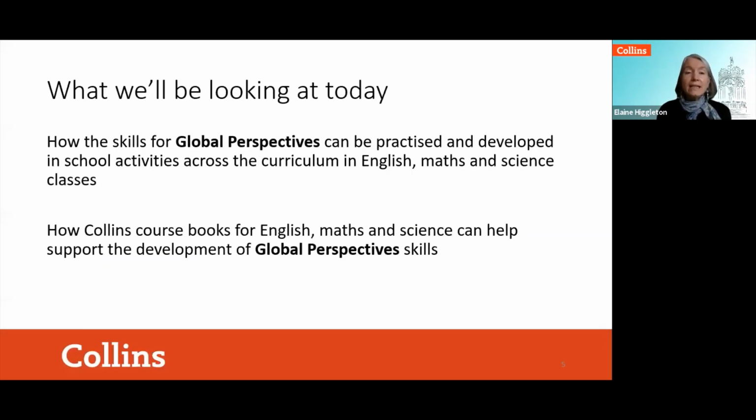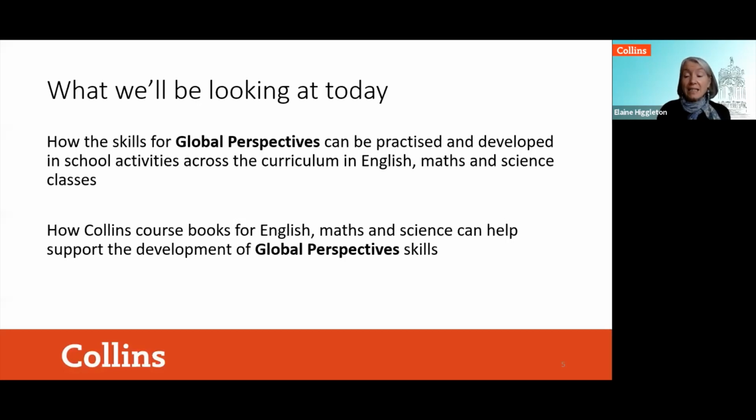So what we're going to be looking at today is how the skills for global perspectives are actually skills that overlap with the skills required for English as a first language and as a second language, for maths and for science. And we're also going to be looking at how the Collins course books, the new titles published for 2021 for English, first language and second language, maths and science at primary and lower secondary, can help support the development of global perspectives skills.